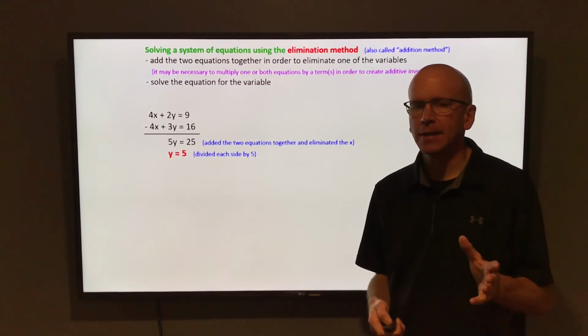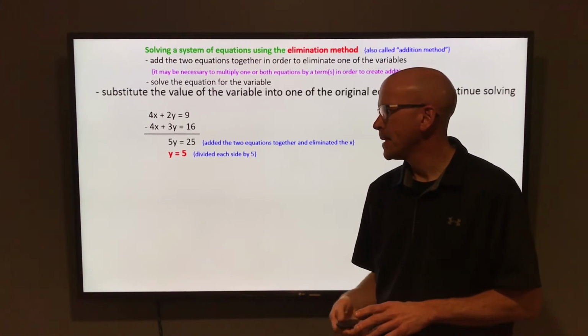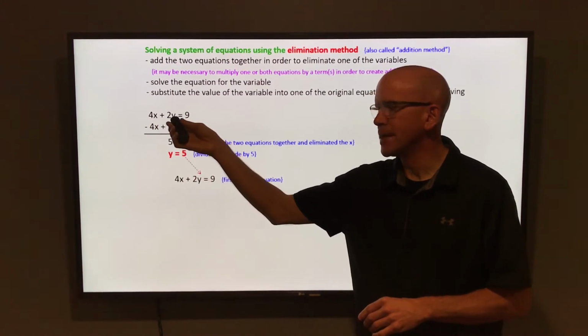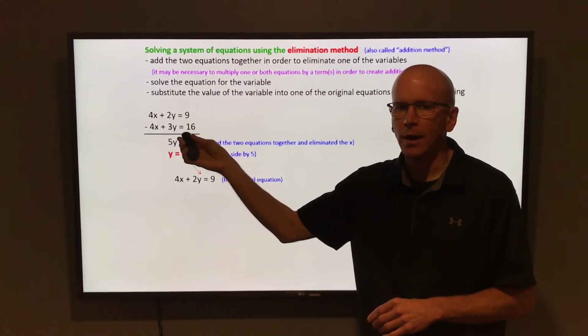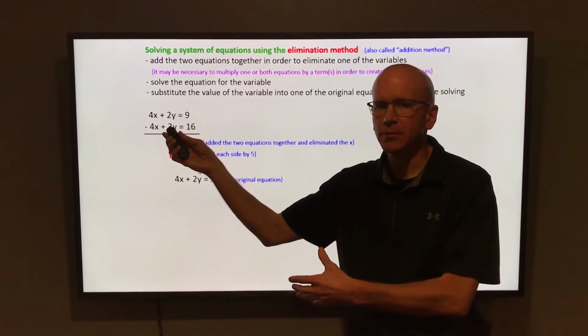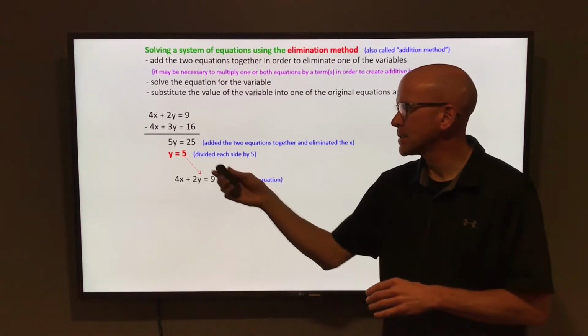We still need to find the x-coordinate of the point of intersection so we can see where these two lines meet. So now that we know y is 5, take that 5, substitute it in anywhere up here where there's an x and a y. Now, neither one of these says x equals. So unlike the substitution method where you may have an equation that says x equals and you just substitute back in, that's not the case here.